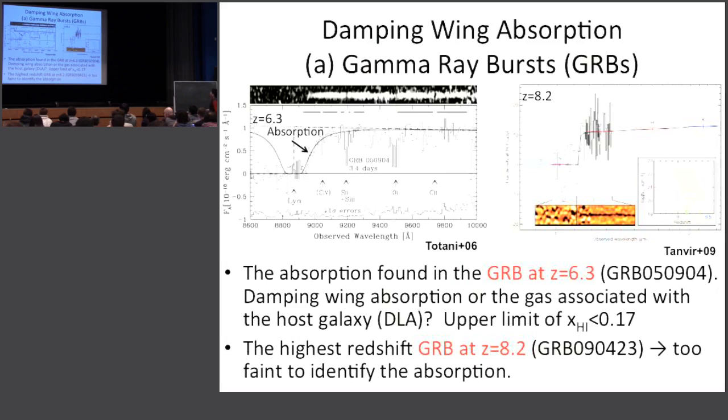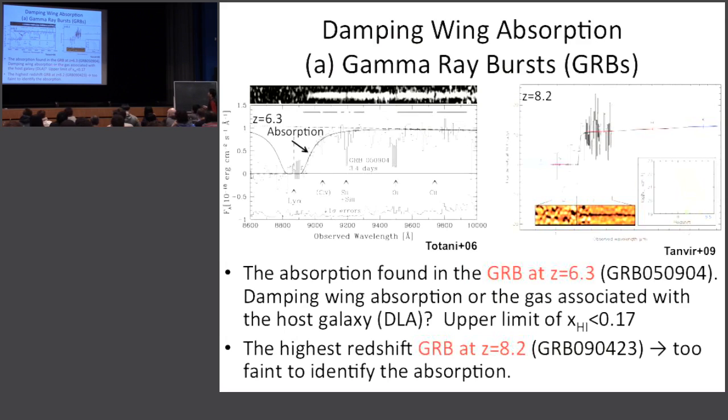One is the gamma ray burst, GRBs. This shows the redshift 6.3 gamma ray burst spectrum, and as you can see, it shows the nice damping wing absorption around here. And then you can derive the neutral hydrogen fraction of the IGM.